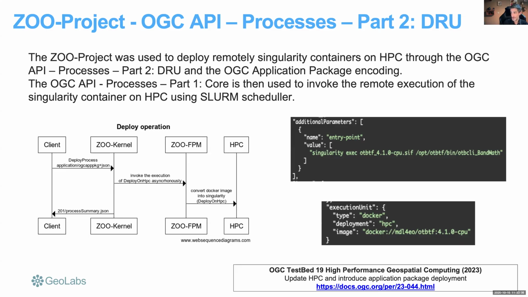Also, you can see in the execution unit that the type was Docker, as defined in the DRU draft specification, the deploy, replace, and undeploy draft specification. But we added the deployment keyword to the schema to enable the capability to detect where the deployment should happen. Actually, it was only made for HPC, but it was simply to illustrate that the draft specification can be extended, and this deployment key is now available in the official schema, so it can be used.